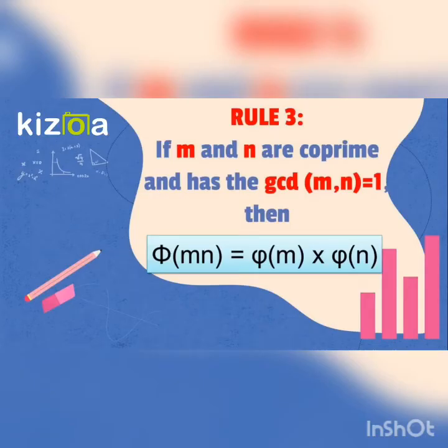Rule number 3: if m and n are coprime and have a greatest common divisor of 1, then phi of m times n is equal to phi of m times phi of n.